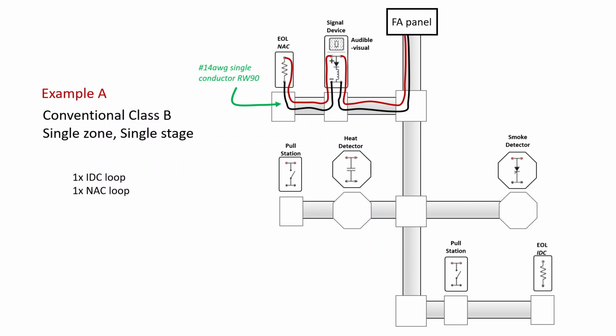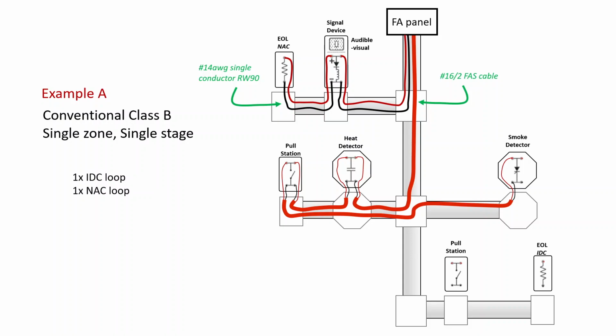Now remember, this is Class B, which means everything is going to be in a single loop until we get to the end of line resistor at the very bottom right. So, first cable, 16-2 FAS cable, goes to the heat detector. Second cable comes out of the heat detector and goes to the pull station. Out of the pull station, I'm then going to go to the smoke detector. Out of the smoky, I'm going to go down to the pull station, and finally from the pull station to my end of line resistor. And that would be all of the conductors necessary for this small Class B system.